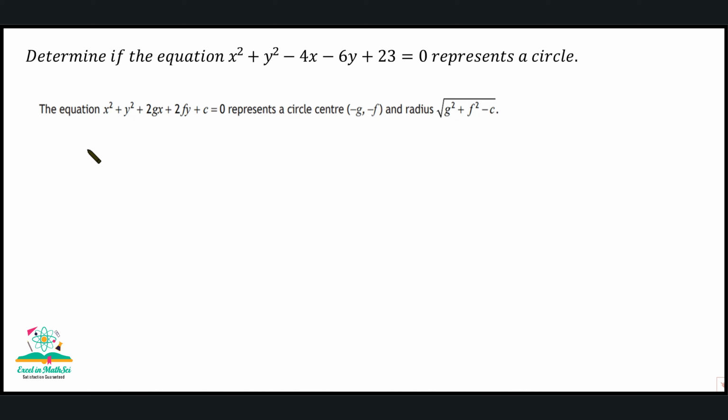Well, first of all, the condition is for a circle, so you always start off like this. For a circle to exist, this portion here, g squared plus f squared minus c, must be greater than 0. Now we need to get g and f, and we can get that because if you look at this here, the 2g is given by this, and the 2f is given by this part here.